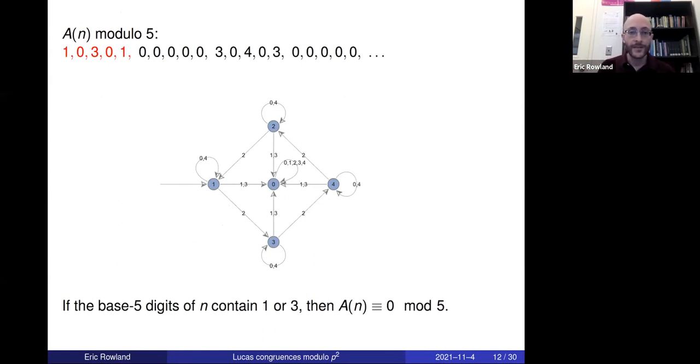So here it is mod 5. The first 5 Apery numbers modulo 5 are 1, 0, 3, 0, 1. And of course, if you are multiplying by 0, then whatever you multiply after that, you still get 0. So there's an absorbing state in this automaton. If you read a 1 or a 3 in your base 5 representation, then you enter this state in the middle here, and then you can't leave because you're just multiplying 0 by other numbers.